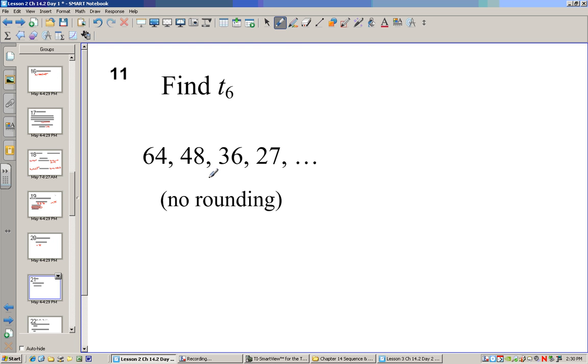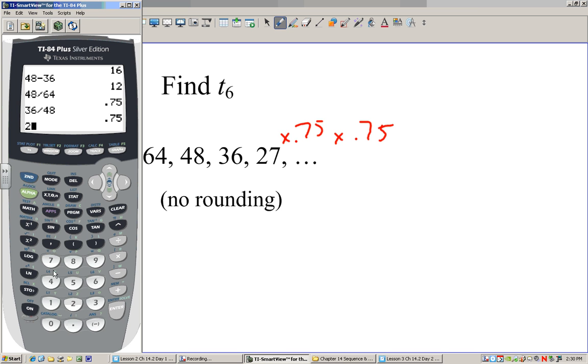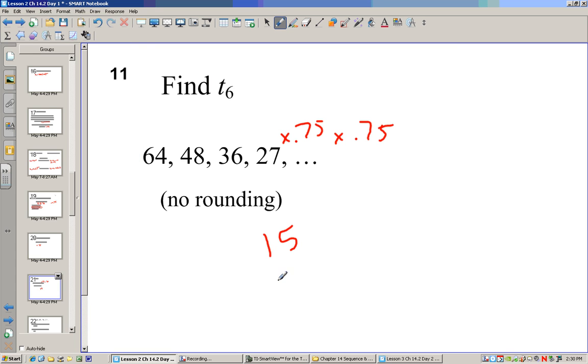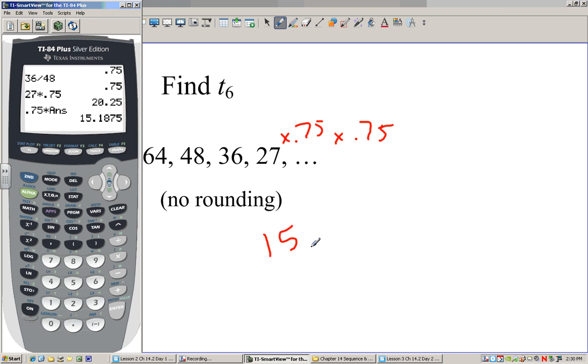Our t sub 6, well, since we have t sub 4, I think the easiest way would be to multiply by 0.75 and then multiply by 0.75 again. So 27 times 0.75 times 0.75. So our t sub 6 would be 15.1875.